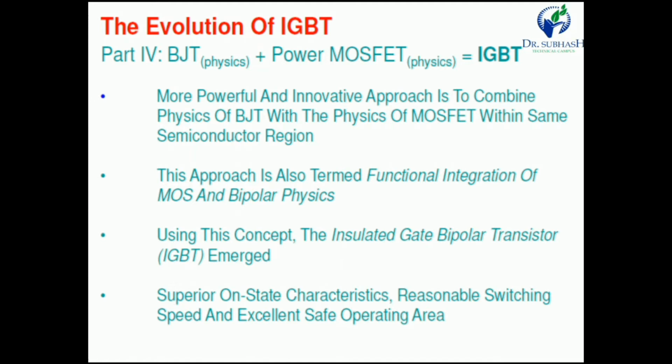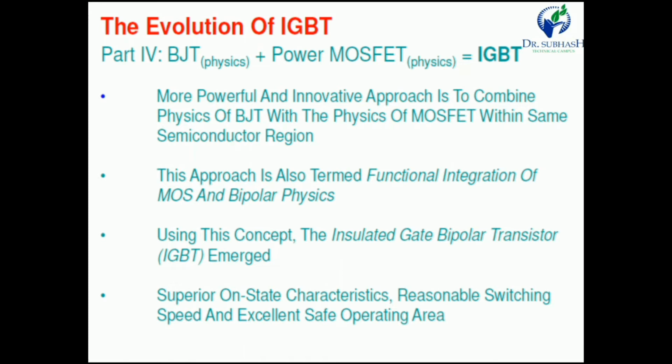Then, evolution of IGBT part 4: BJT physics plus MOSFET physics is equal to IGBT. It means a more powerful and innovative approach that combines the physics of BJT with the physics of MOSFET within the same semiconductor region. This approach is also termed fundamental integration of MOS and bipolar physics. Here we mix BJT and MOSFET, so using this concept we can design the insulated gate bipolar transistor. If we want to design an IGBT, then the concepts of BJT and power MOSFET have to be combined.